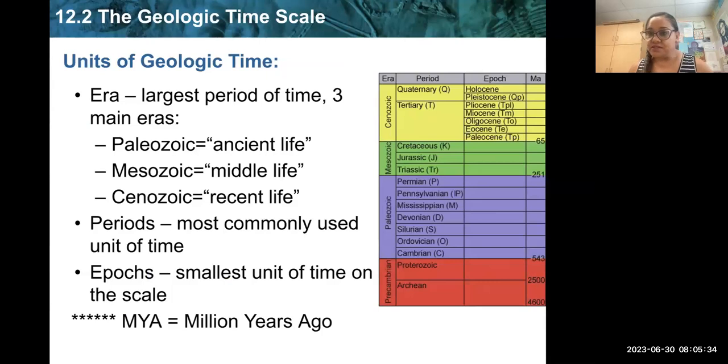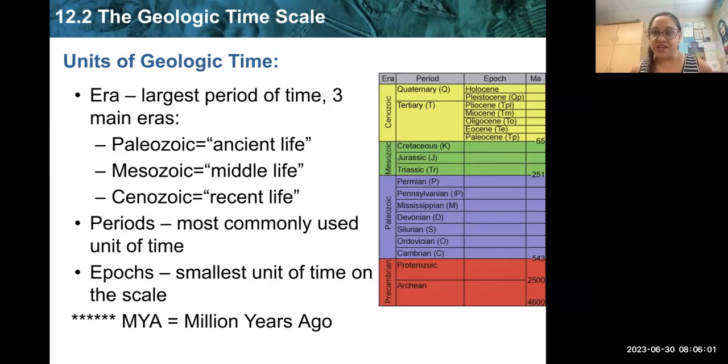So there's 3 units on the time scale that scientists use. An era is the largest period of time. We have 3 main eras. The Paleozoic means ancient life, Mesozoic means middle life, and Cenozoic means recent life. Periods are the most commonly used unit of time. That's where Jurassic Park came from, Jurassic period. And epochs are the smallest unit of time on the scale.